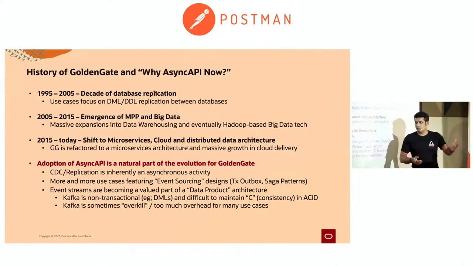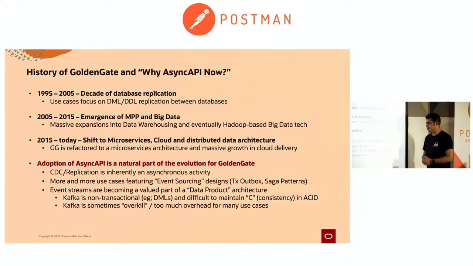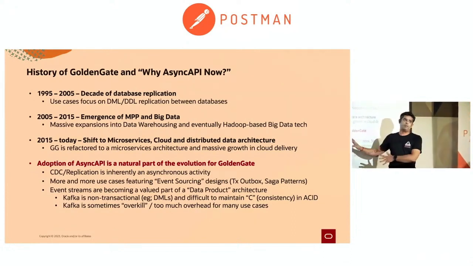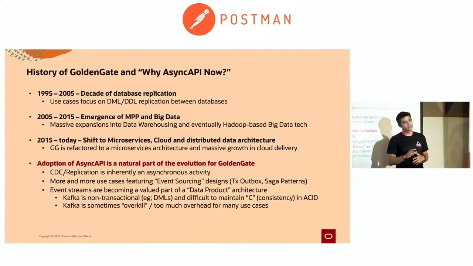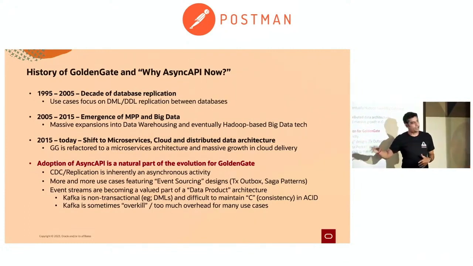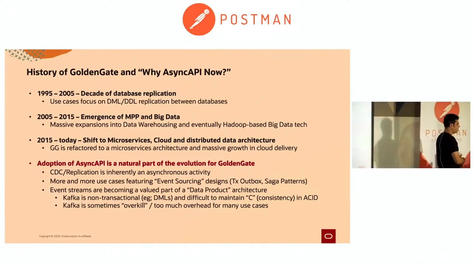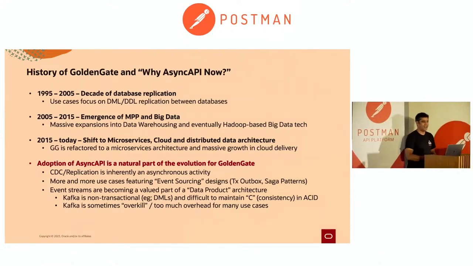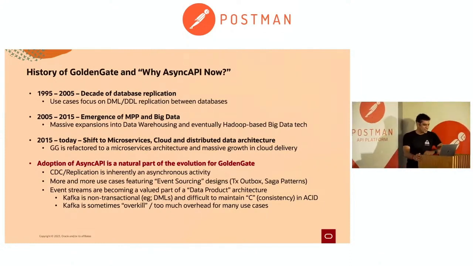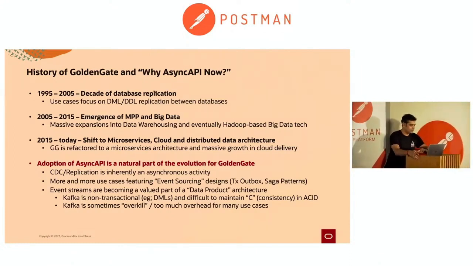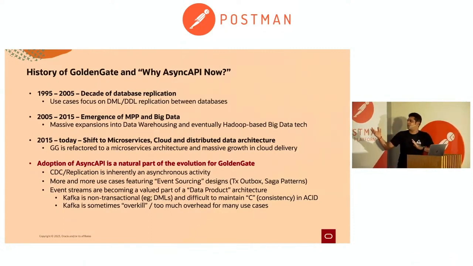Again, it's a natural part of the evaluation of GoldenGate. GoldenGate is completely asynchronous replication. It's not synchronous, it's all asynchronous. Like AsyncAPI, right? Asynchronous API. So more and more use cases like event sourcing designs, patterns like transaction outbox, and Saga patterns.